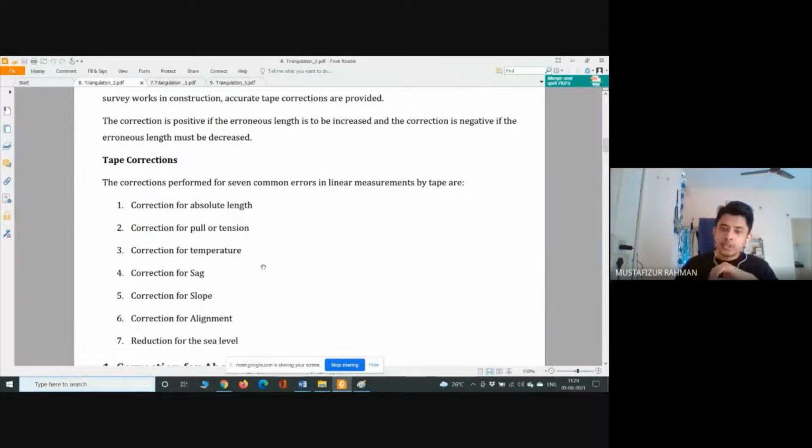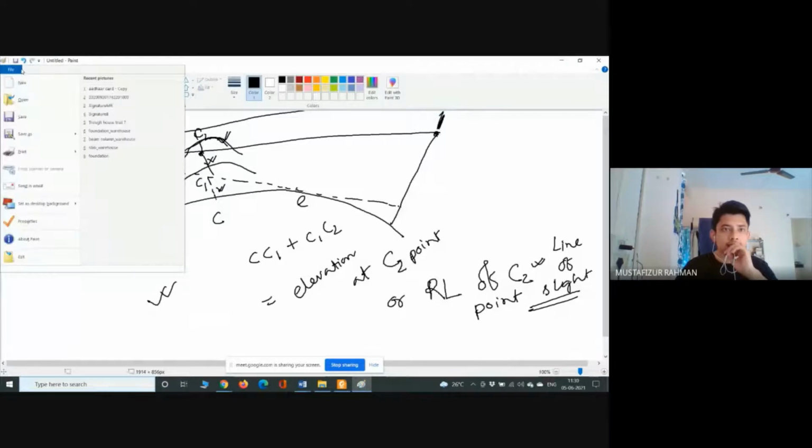Like that, there can be errors, and there we will require corrections. Now, one important thing to remember, except for the absolute length, which depends on whether it is longer or shorter, we will see all these corrections: pull, temperature, sag, slope. The sag correction is always negative, slope is always negative, correction for alignment is always negative, and reduction to sea level is always negative because you are operating above sea level almost all the time. And for pull and temperature, if the pull is higher, the correction is positive. If the temperature is higher, the correction is positive. Let's just see these things.